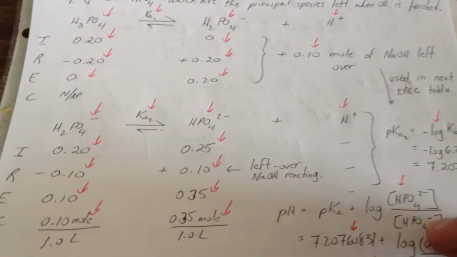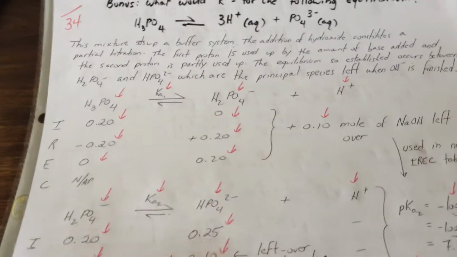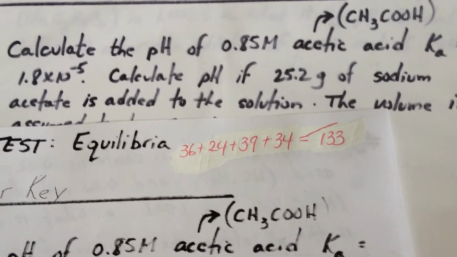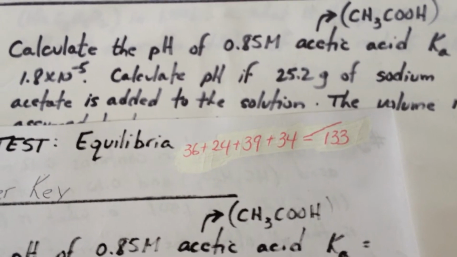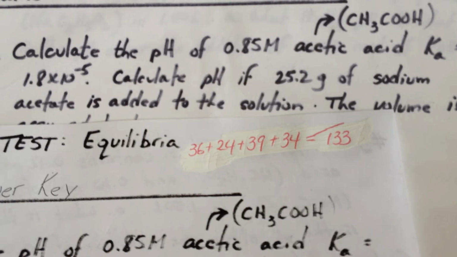The red arrows, of course, symbolize what I'm looking for when I'm marking the test. The 4 questions are out of 36, 24, 39, and 34 respectively, for a total of 133 points.